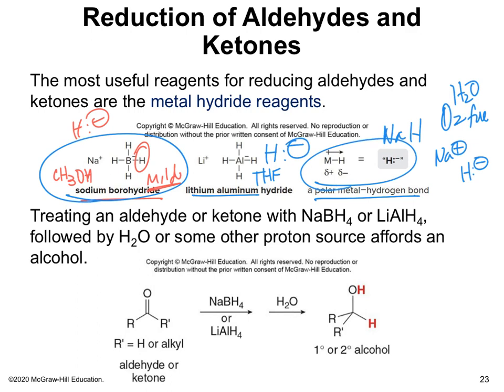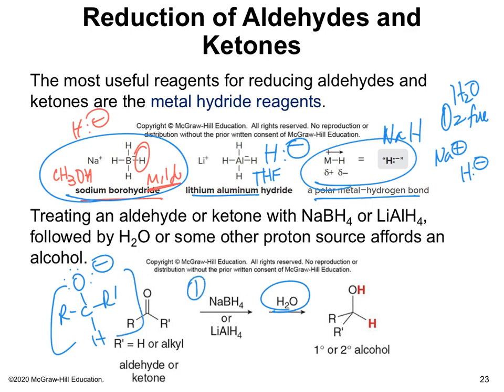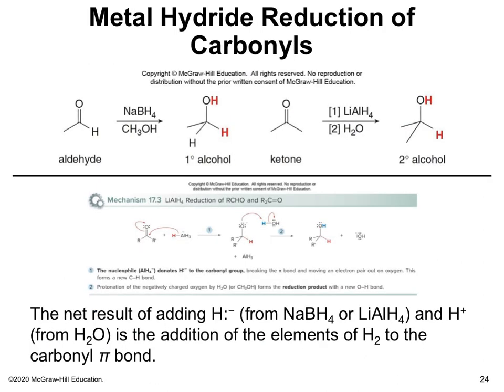All right, so sodium borohydride, lithium aluminum hydride, and then you always quench these with water because the tetrahedral intermediate makes the O minus. So you're always going to have to quench that with water. So usually you do step 1 and then step 2, and you'll get a primary or secondary alcohol. This is just showing you the mechanism here, and we have gone over it, but you can look at it again.